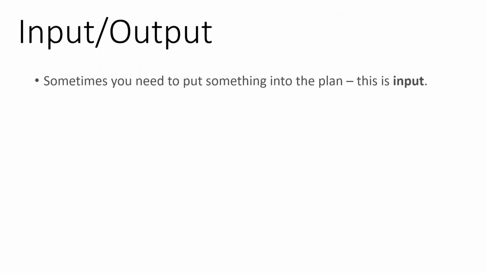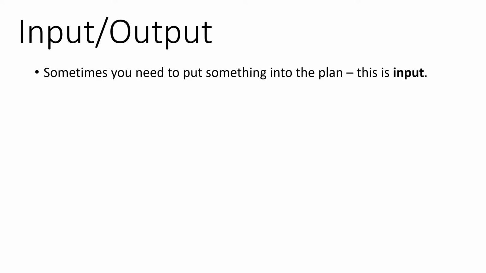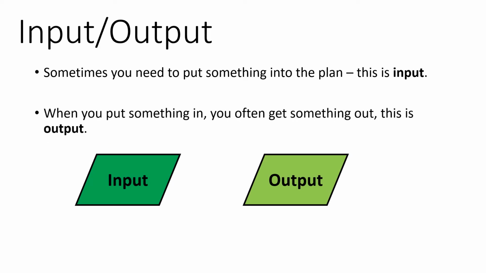Another thing we might put into our flowchart is input and output. Sometimes you need to put something into a plan. This is input. When you put something in, you often get something out, and we call this output. You might think it would be called outget, but remember, it is the code or the plan that is putting something out, not you. Inputs and outputs are shown using parallelograms of different colors in the flowchart.